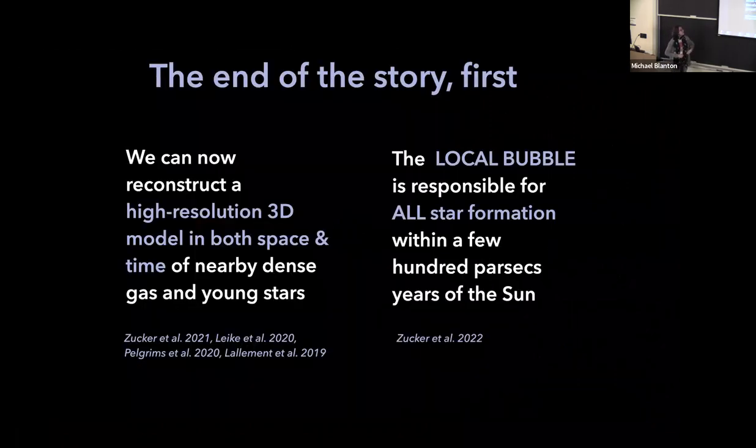Okay, the end of the story first, and I'll walk through this in more detail, is that within the last 2 years, we can reconstruct a high-resolution 3D model in both space and time of this nearby gaseous material, this dense gas that forms new stars. You can also chart out the 3D distribution of the young stars themselves, so we can build a 3D physical picture of how stars form in the Milky Way. And when we do this, we find that this local bubble, this cavity in interstellar space, is responsible for all nearby star formation around the sun to within about 4 kiloparsecs in the Milky Way galaxy.